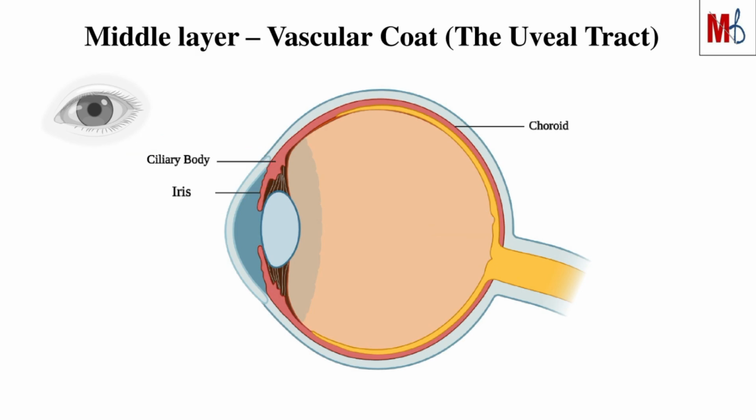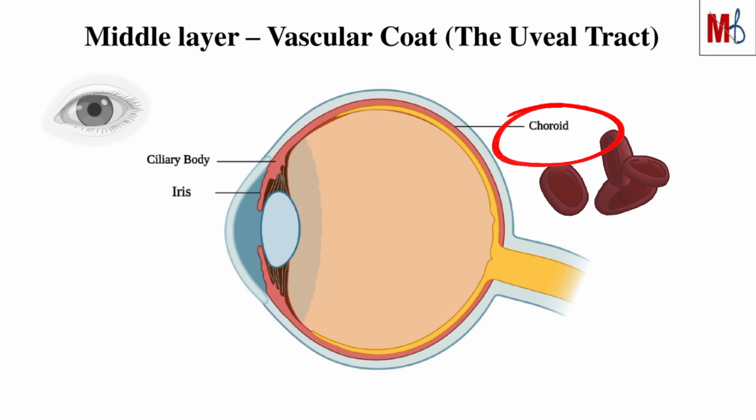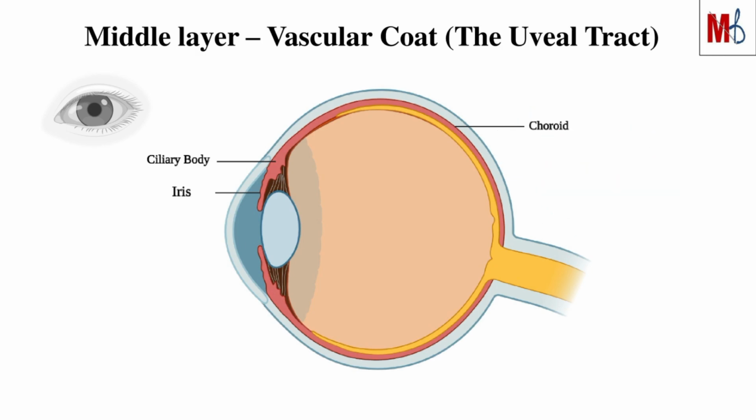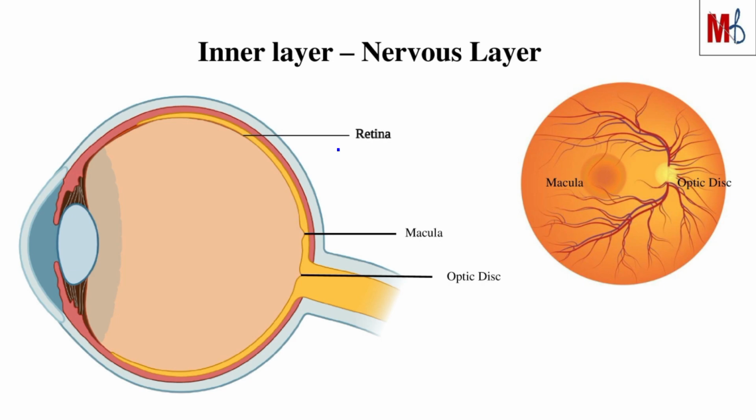The third part of the uveal tract is the choroid, which is also the middle layer of the eyeball. It has blood vessels, and it basically supplies oxygen and nutrition to the inner part of the eyeball, especially the retina and optic nerve. The innermost layer is the retina.